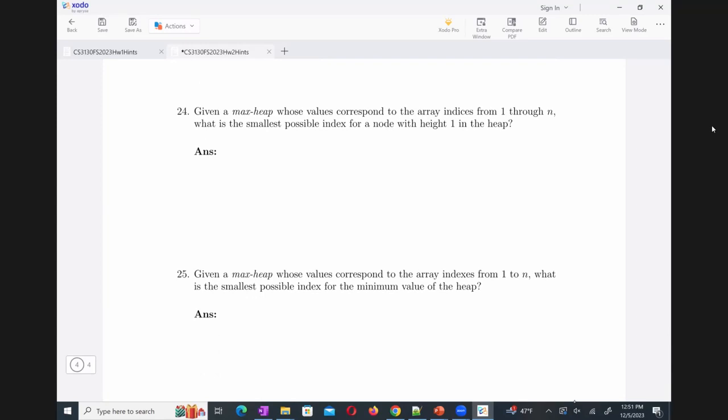Max heap, indices 1 through n, smallest. Actually, it's pretty straightforward. What is the smallest possible index for a node with height 1? All right, it's pretty easy. Is height 1 the bottom or the top? By our definition, height 1 is the lowest. Yes, we count from the bottom.